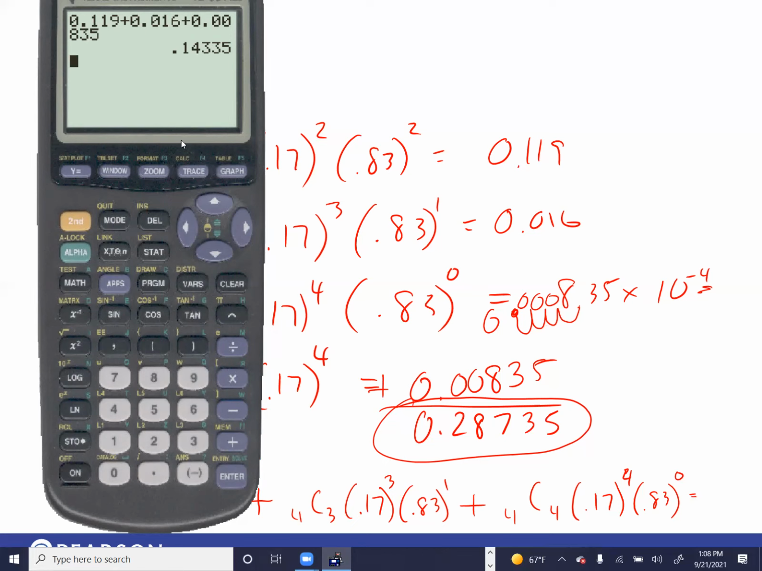So I think I'm going to focus on this one, the middle one. Let me go to math, probability, 4.3. Then it's 0.17 to the third power times 3 to the 1 power. Okay, so that's 3.1. Sorry, guys. I'm getting somewhere. I'm not crazy yet.